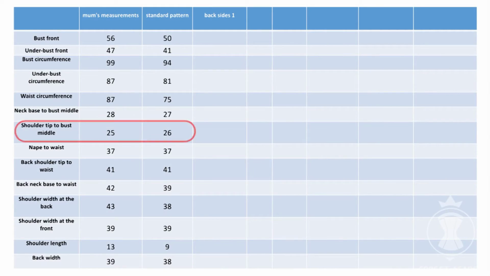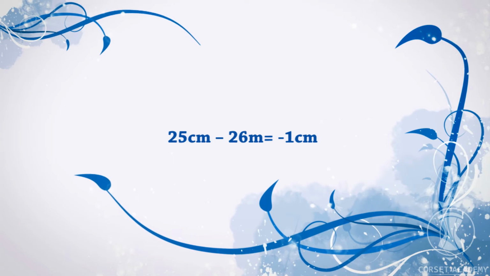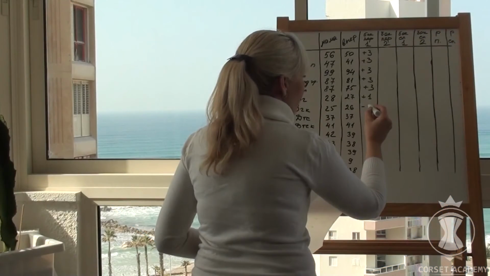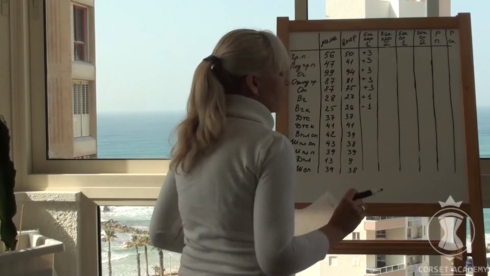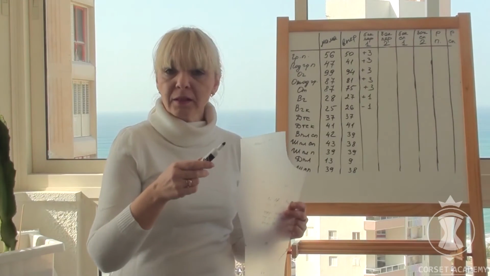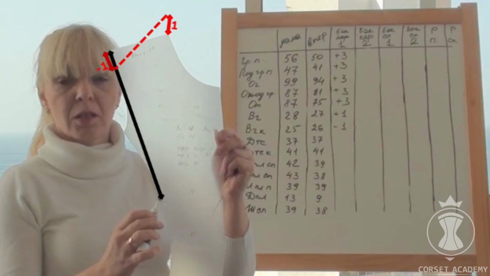Shoulder tip to bust middle, 25 centimeters on the client and 26 centimeters on the pattern. 25 centimeters minus 26 centimeters equals -1 centimeter. It is the other way around here. I need to remove 1 centimeter from the shoulder tip to bust middle measurement on the central front piece. It shows that the client has noticeably sloping shoulders. As you can see, the slope does look rather steep.